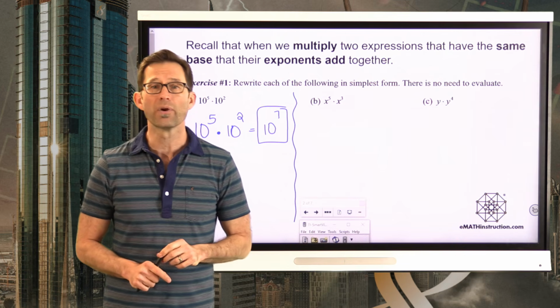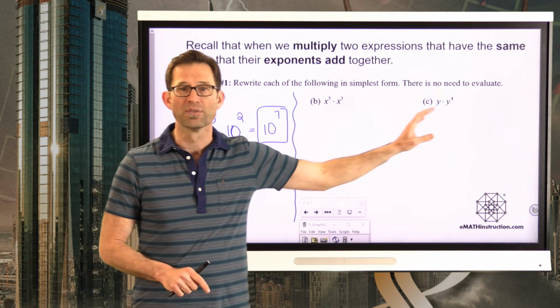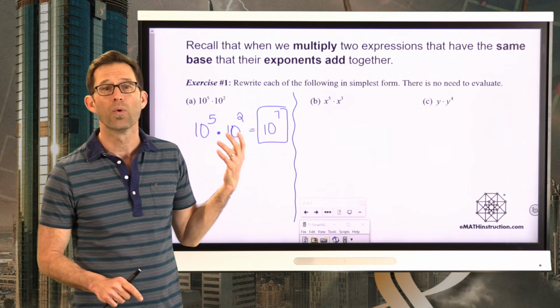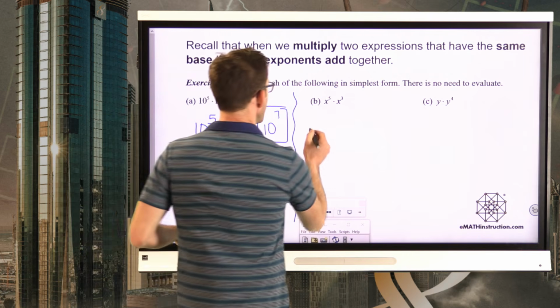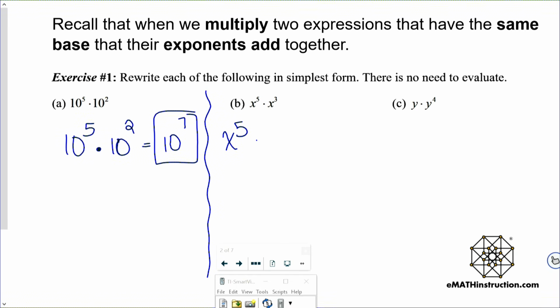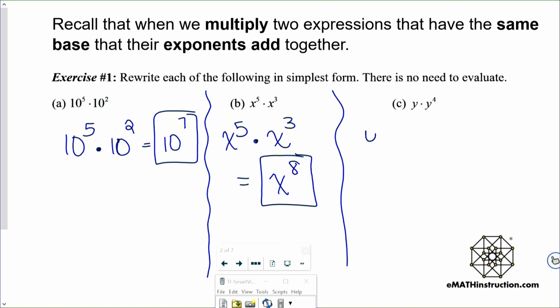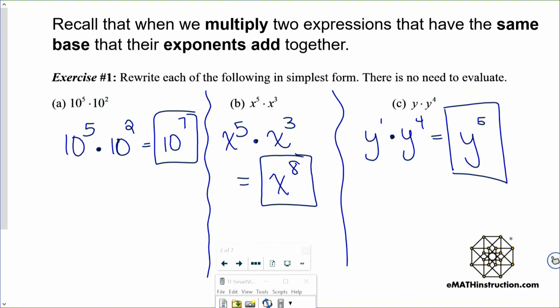Now, we use this property a lot more with variables being raised to exponents than we do with just normal numbers being raised to exponents. So in letter B, we've got x to the 5th times x to the 3rd, and that's going to be x to the 8th. And in letter C, maybe a little bit trickier, we can always think of that y as being y to the 1st. So I have y to the 1st times y to the 4th gives me y to the 5th.